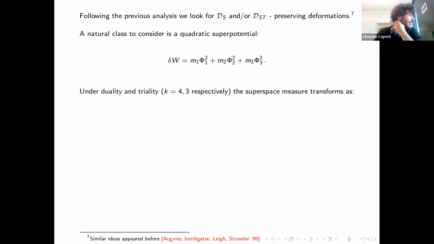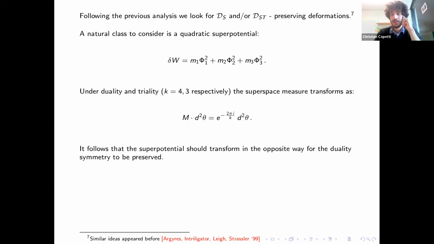The only subtle thing is that the scalar field is neutral under the duality symmetry if we choose it in a certain way. But the superspace coordinates transform because the Q transforms, so when you integrate the superpotential, you get a phase, which is here 2 pi i over k. So k is 4 for duality and 3 for triality. I just wanted to write only one equation. So to preserve the symmetry, you need to do some compensating symmetry transformation, which cancels this phase.